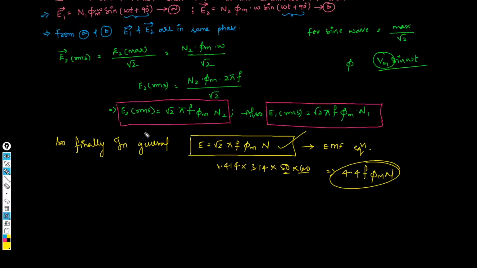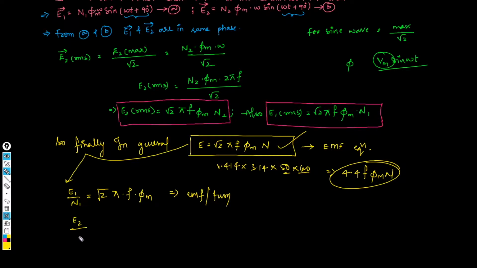From this equation I can derive one more thing: E by N is equal to root 2 into pi into f into phi m, which is nothing but EMF per turn. So this is nothing but EMF per turn. If I consider the primary side, I will write the suffix as 1 and 1 here. Similarly, if I write for the secondary side, those two will be equal, because these two terms are constants for both the sides.